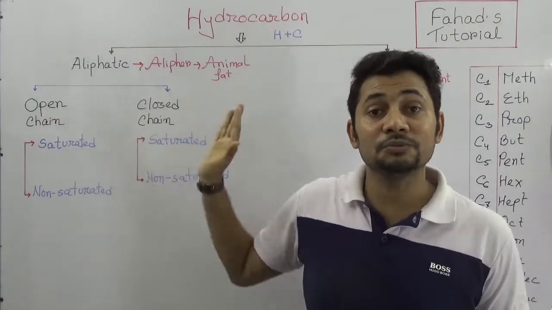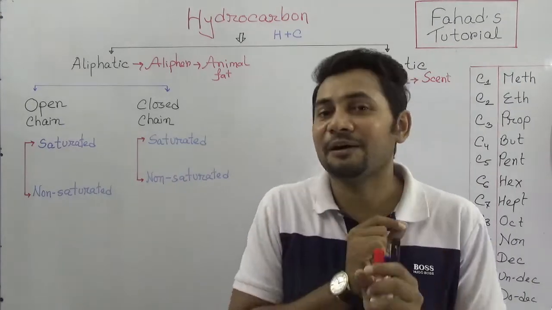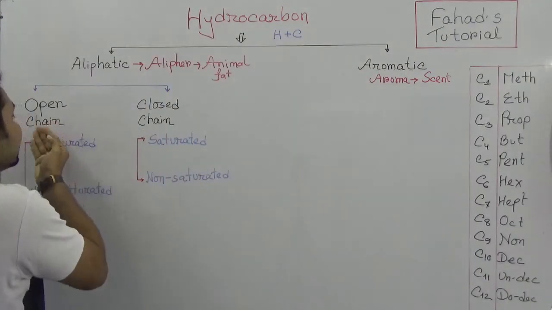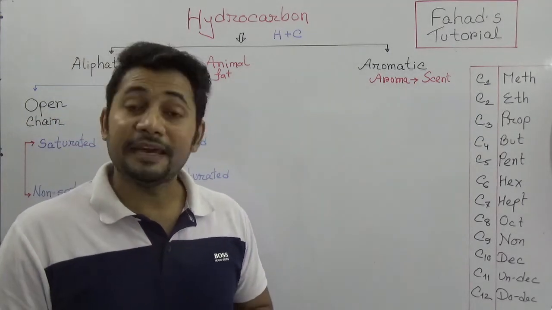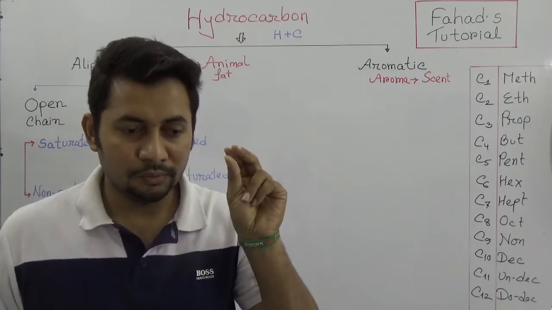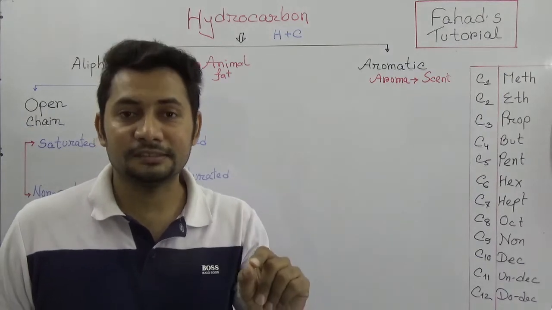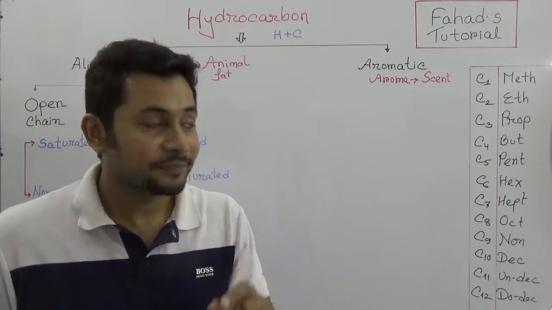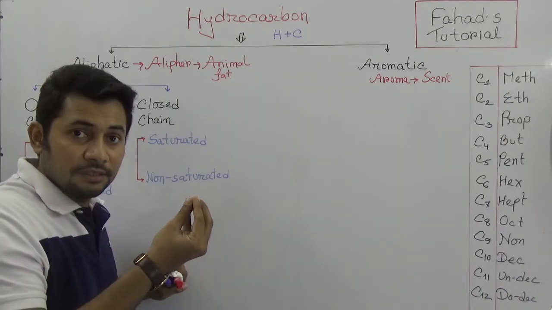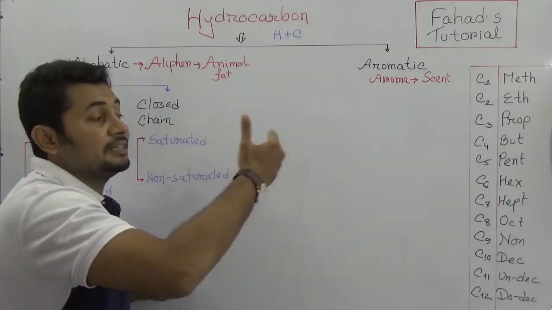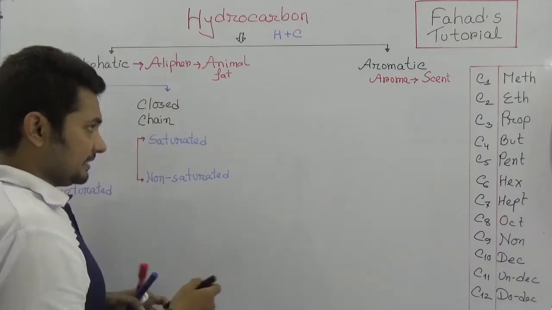Aliphatic is again divided into two different parts, that is open chain and closed chain. Now the question comes, what is the meaning of chain? Students, those who are just starting this chapter, please concentrate on each and every single line of your books. Do not skip. This chain means there is a property of carbon to bond to each other and create a long chain, and that property is known as catenation. I shall explain it in later videos.